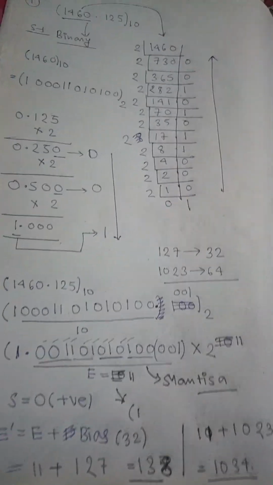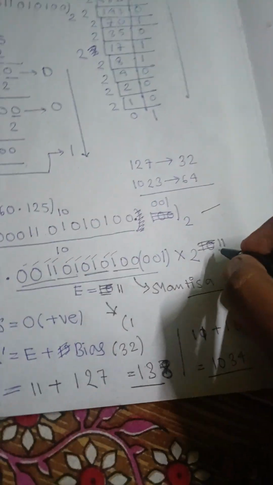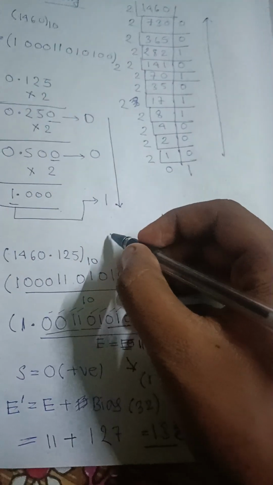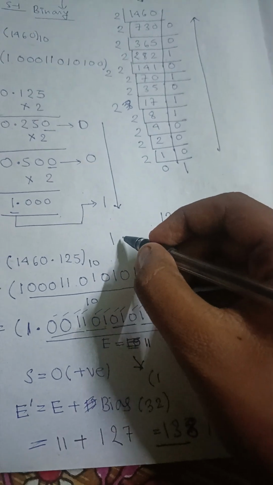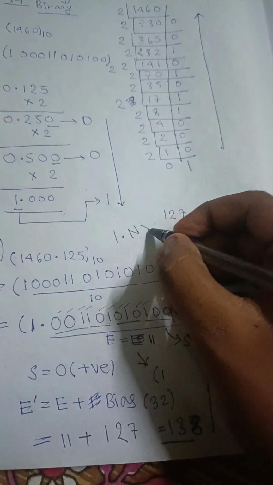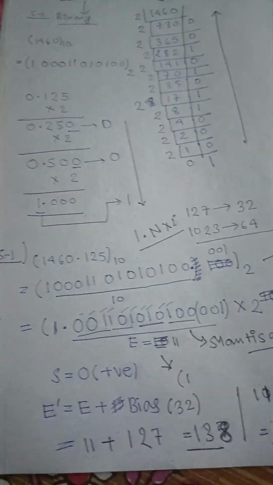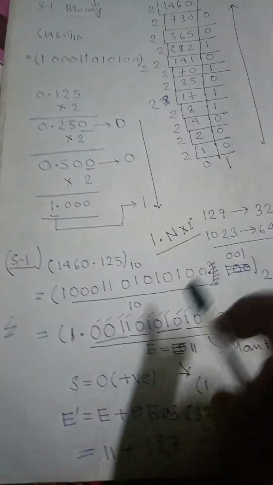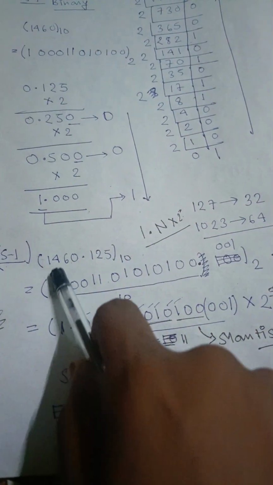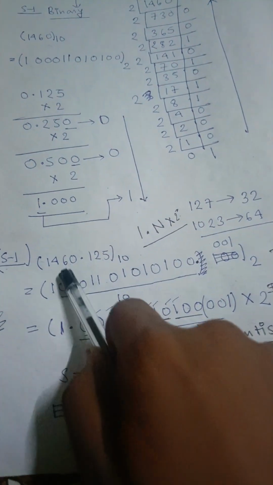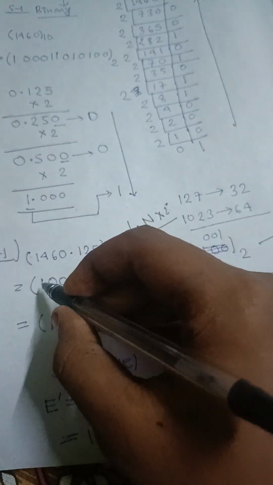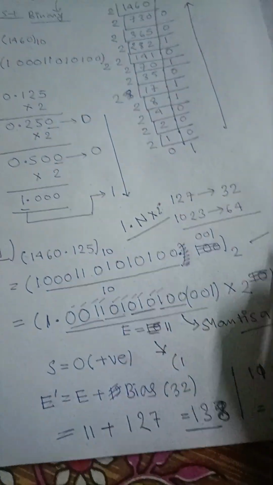Second step, we have to normalize it. How can we normalize it? We have to normalize it to the form 1.n into 2 to the power of something. So what is n? We understand what 1 is. Here the first number is 1. So we have to give a point after 1 in the next step. So step 1 is done.